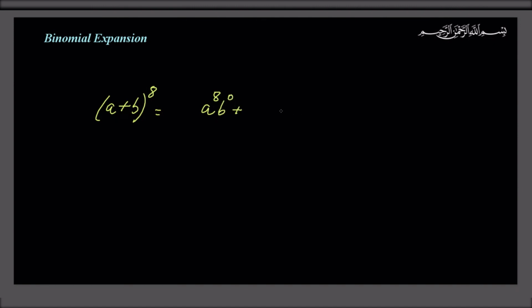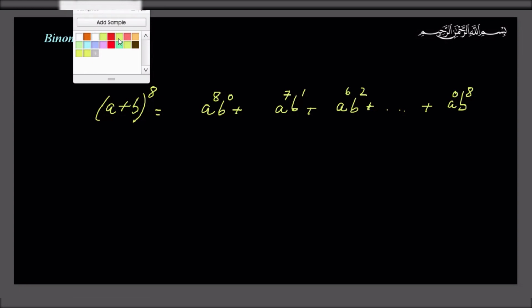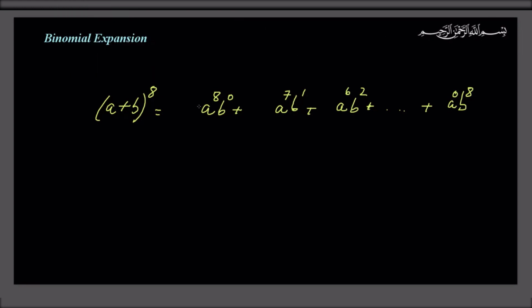Then it's going to be a to the 7th, going down by 1, and b to the 1st, and they add up to 8. Then a to the 6th and b squared, and so on, all the way to the end, a to the 0 and b to the 8. Then you can get the coefficients either by drawing out Pascal's triangle, or you can use combinations.